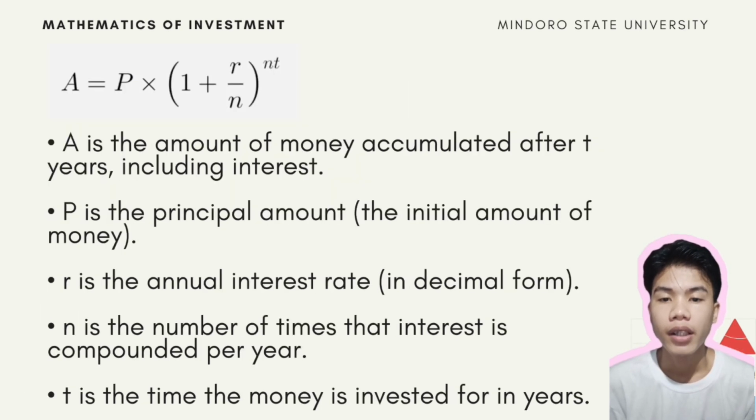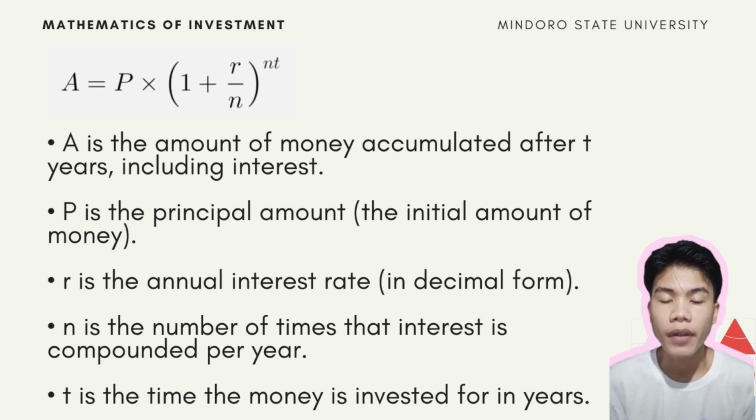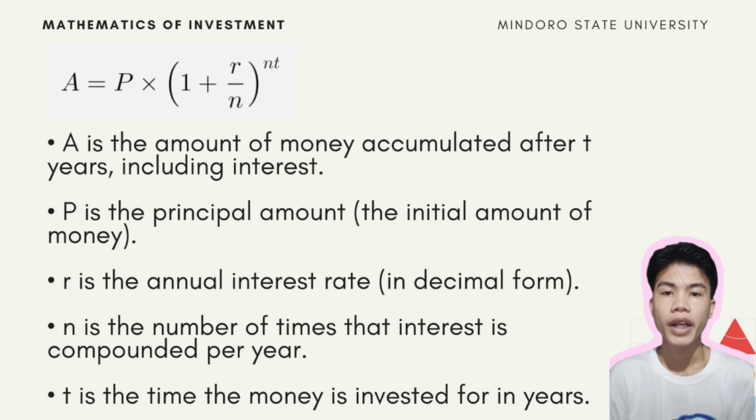So the formula for compound interest is A is equal to P times the quantity of 1 plus R over N raised to NT, where A is the amount of money accumulated after T years, including interest. P is the principal amount or the initial amount of money. R is the annual interest rate in decimal form. N is the number of times that interest is compounded per year. And T is the time the money is invested for in years.